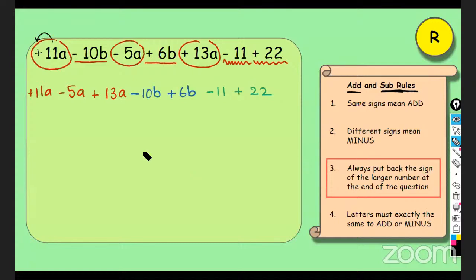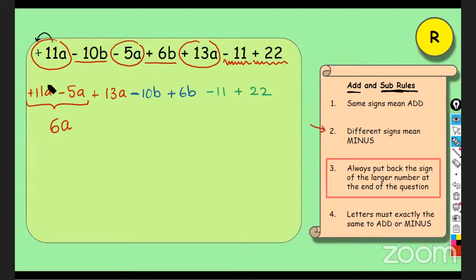Let's handle the A's. I'll color code it. I'll keep the A's with red. Remember, for the reds, the A, you can only combine two values at a time. So let's do the 11A and minus 5A because they're together. The 11 is positive and the 5 is negative. They have different signs. Different signs mean minus. So you're seeing 11 and 5 in your head. Minus them. You're going to obviously get 6. Don't forget to put back the letter involved. The letter involved is A.